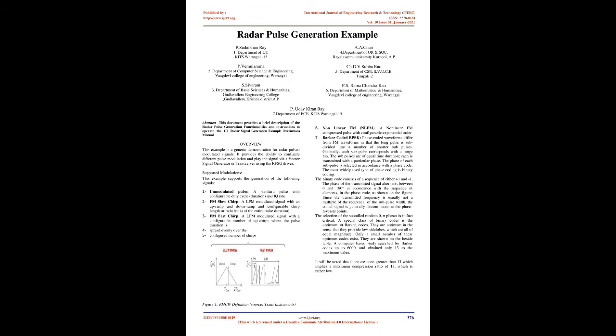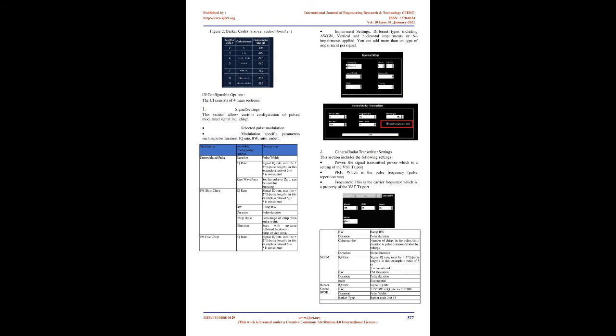Overview. This example is a generic demonstration for radar pulse modulated signals. It provides the ability to configure different pulse modulation and play the signal via a vector signal generator or transceiver using the RFSG driver. Supported modulations. This example supports the generation of the following signals.